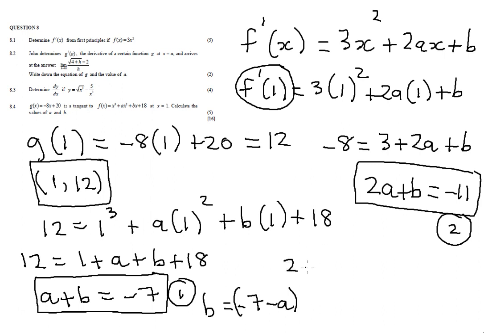So let's do that. So 2a plus b, which is negative 7 minus a, all that has to give you negative 11. So 2a minus a, that's going to just be a is equal to, and if I move the negative 7 across, it becomes positive 7. In negative 11 plus 7 gives you negative 4. So your a value is negative 4.